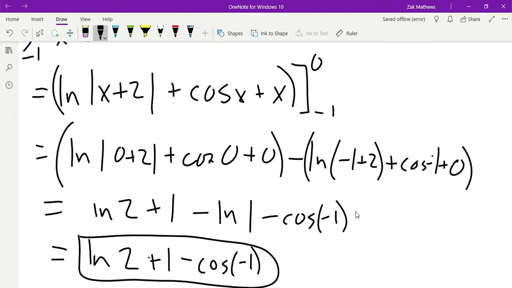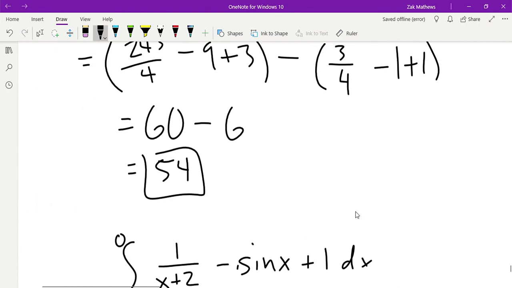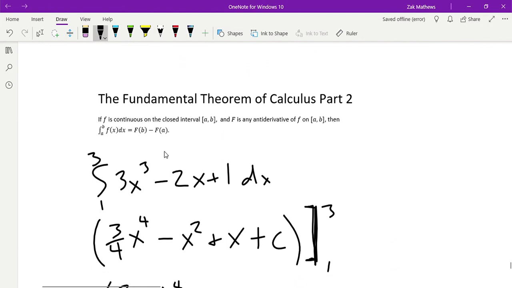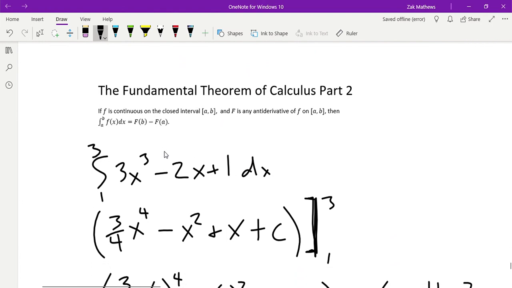So as long as we can find those antiderivatives, and as long as we remember the order in which we subtract, we always take the upper minus the lower. As long as we remember that order, it's a relatively simple process to find these definite integrals.